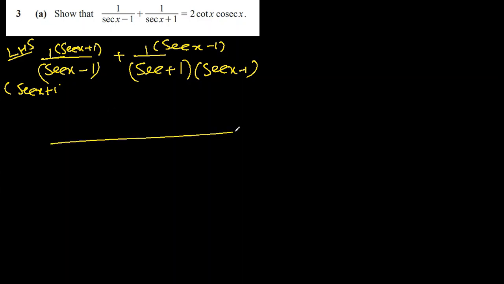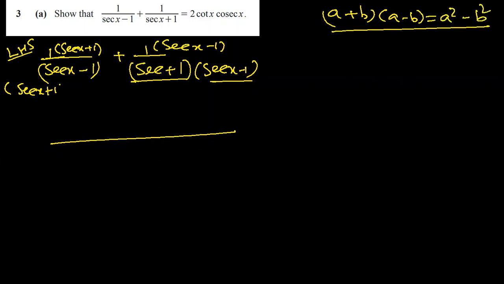Okay, so now we'll multiply the denominator, and we know this identity: a plus b times a minus b equal to a square minus b square. This is a very famous identity. We will use that here. It is like a plus b, a minus b in both cases. So it will be a square minus b square. 1 square is 1. All right.